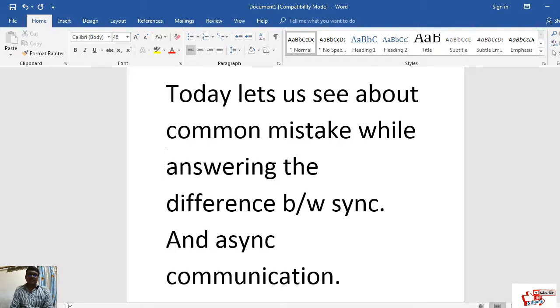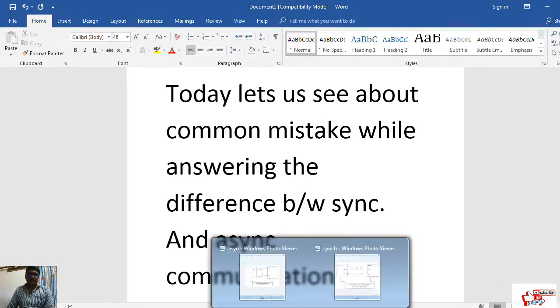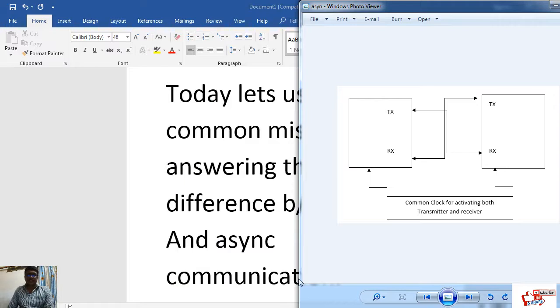The common mistake while answering about synchronous and asynchronous is that many people will say that if the clock is present, it is called synchronous communication. If the clock is absent, it is asynchronous communication. If we go deeper into it, what does clock present mean? People are unable to answer these kinds of questions. So today let us see exactly what the difference between synchronous and asynchronous communication is.